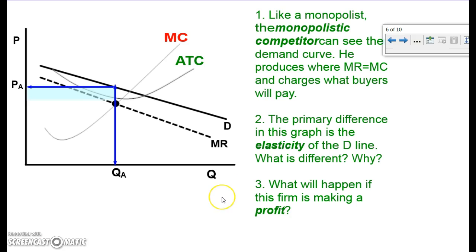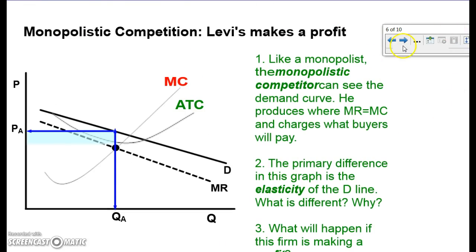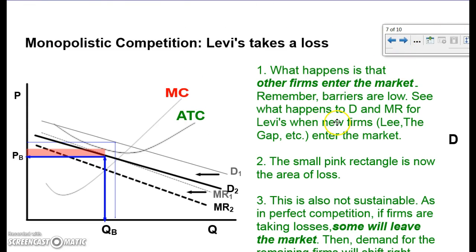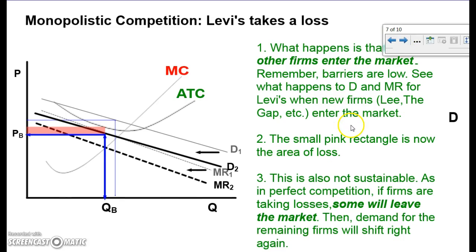What will happen if this firm is making a profit? Well, it'll be an incentive for other firms to join this market. So here's what happens. Other firms enter the market. Barriers to entry are low, right? Everybody's just a little bit differentiated. Demand and marginal revenue both shift to the right. So we go from D1 MR1 to D2 MR2, right? We've lost quite a bit of our market share.